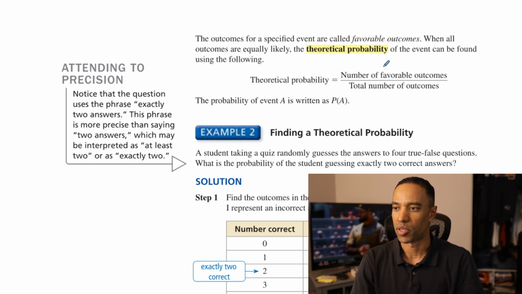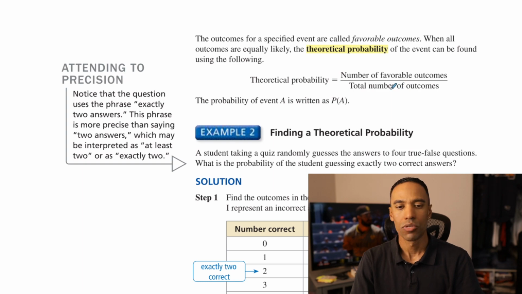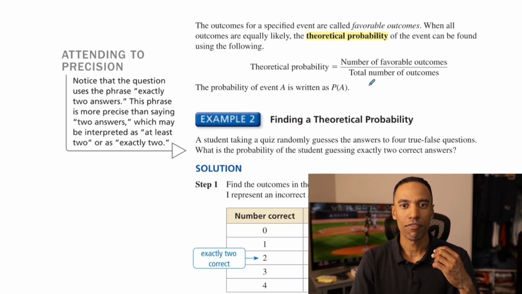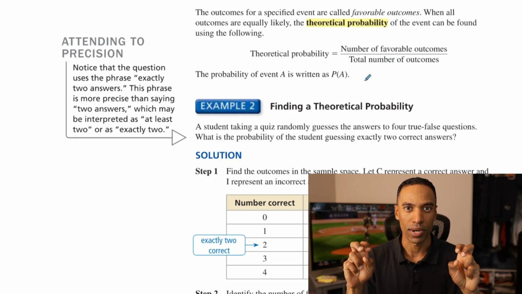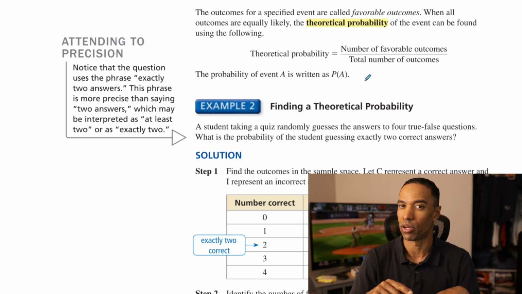The theoretical probability of something is the number of favorable outcomes divided by the total number of outcomes. So they're going to show some examples, but the idea of theoretical probability is, in theory, what would we expect to occur based on the randomness and equal likelihood of something happening.